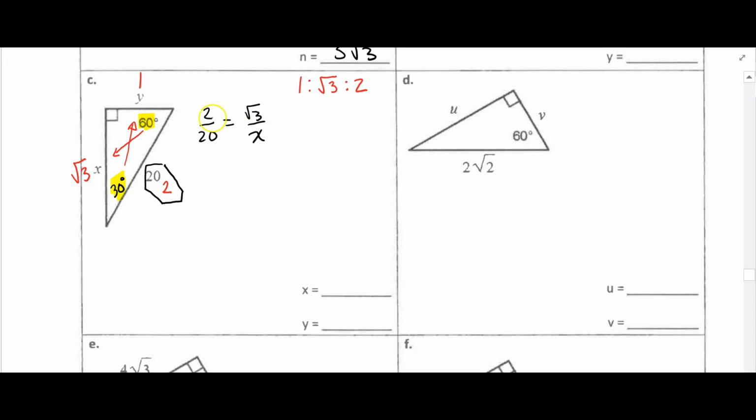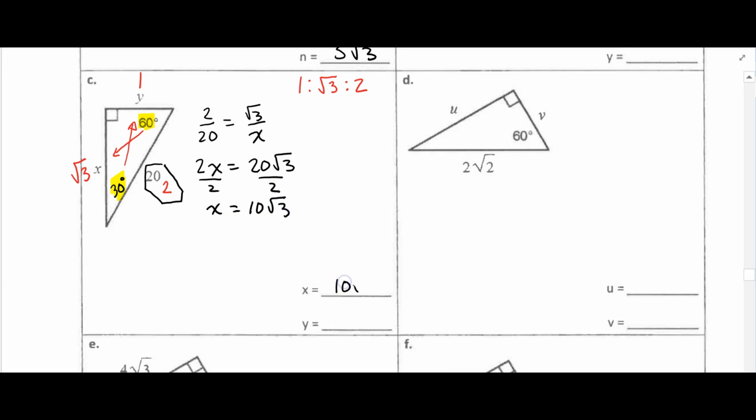And then we're going to cross multiply. So I have 2 times x, and 20 times √3. We'll divide both sides by 2, and I get x is equal to 10√3.